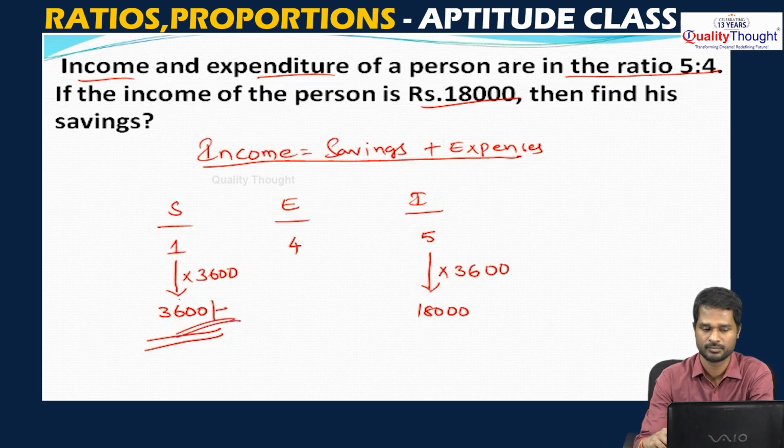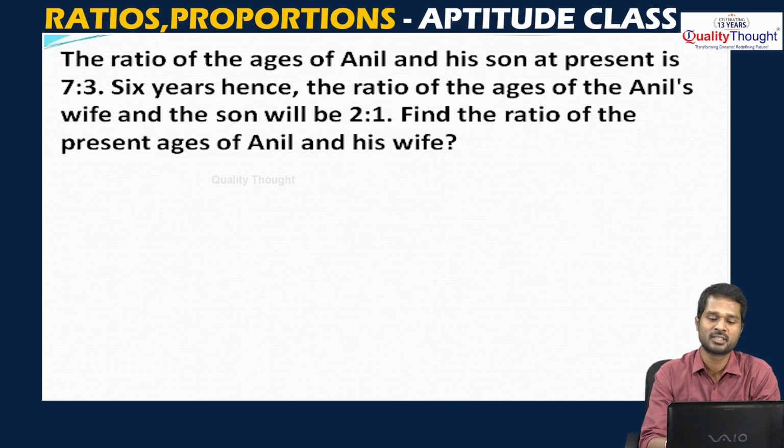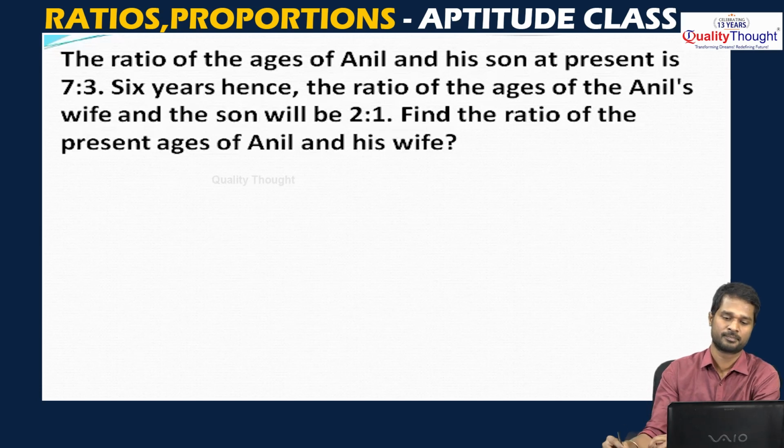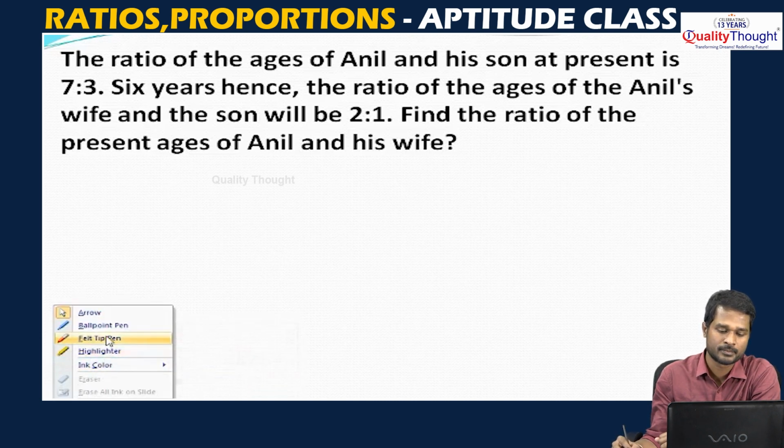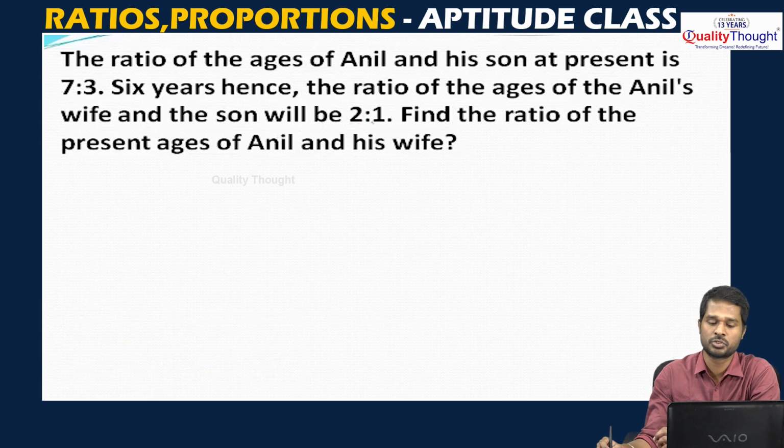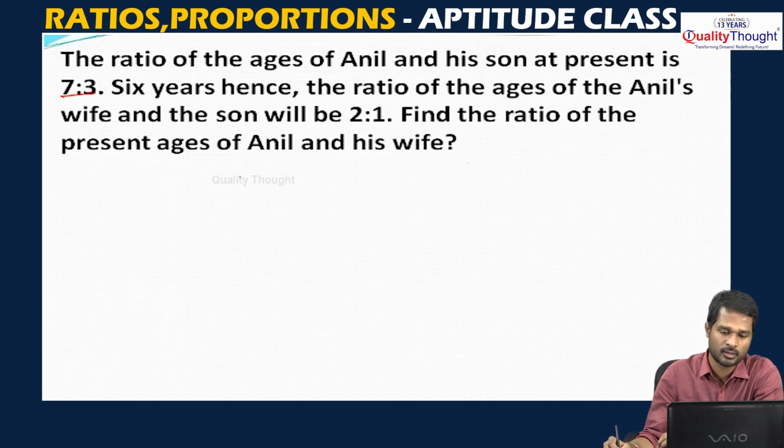That is the savings. Let's see the next question. The ratio of the ages of Anil and his son at present is 7:3. 6 years hence, the ratio of ages of Anil's wife and the son will be 2:1. Find the ratio of the present ages of Anil and his wife. From the given information, first we'll write the present ages. Anil's present age, let's take it as 7p, and his son's present age as 3p, and let's take Anil's wife's present age as w.